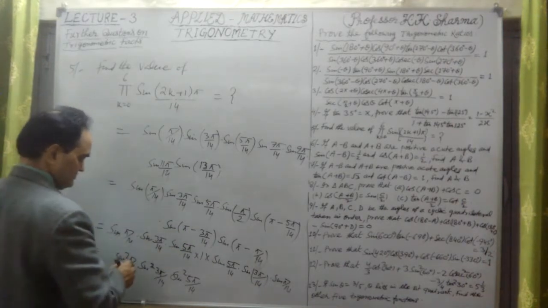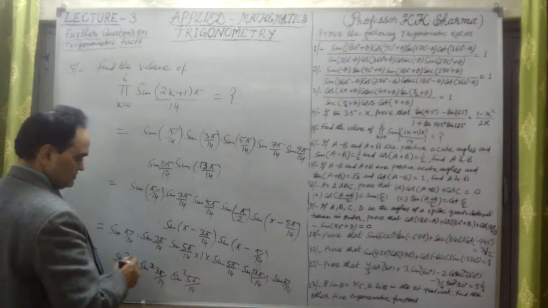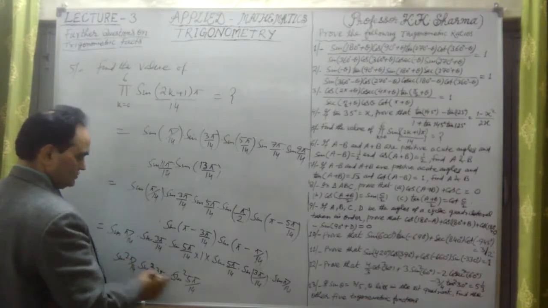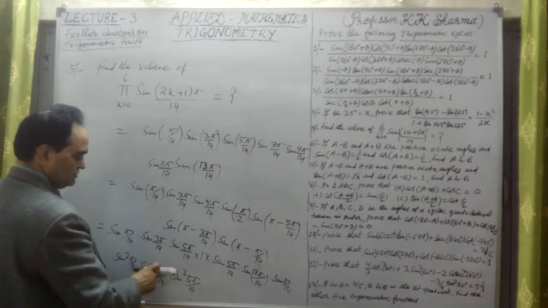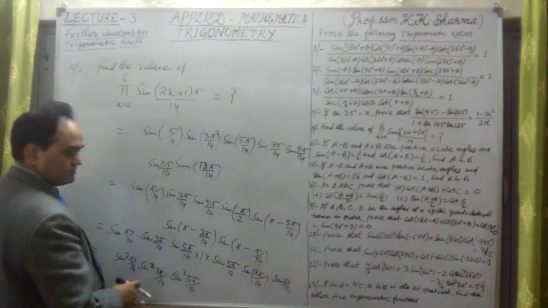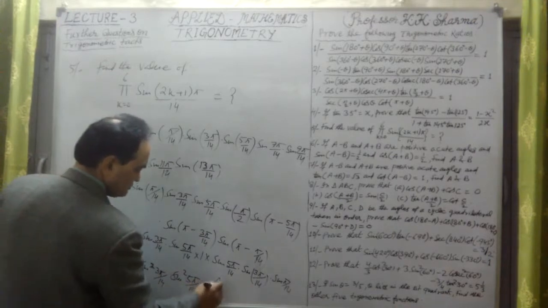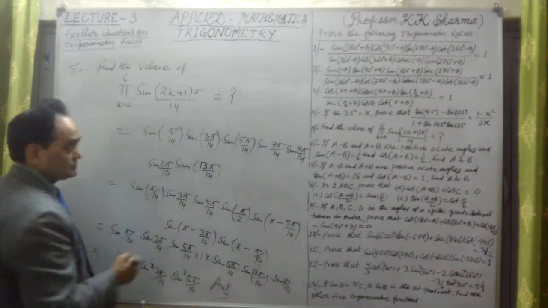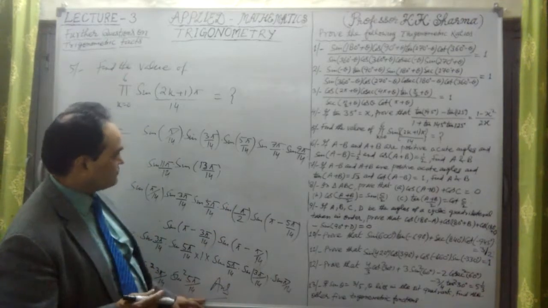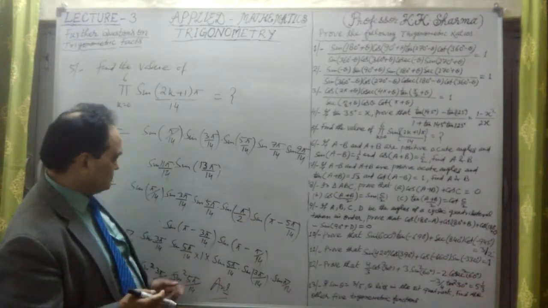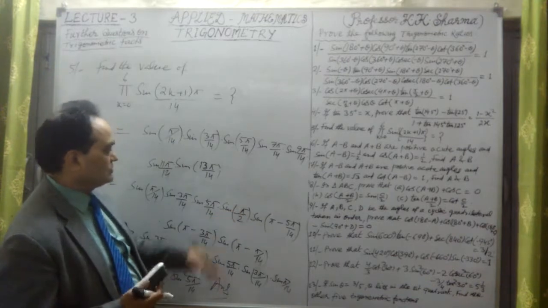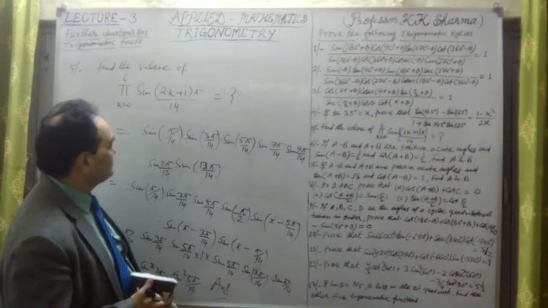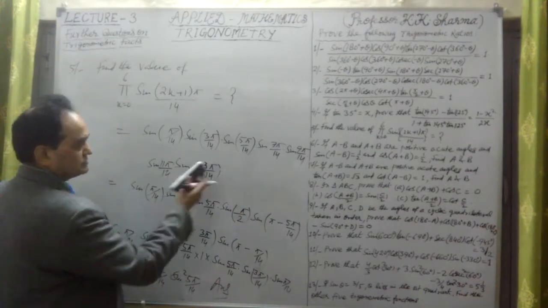We cannot solve them further, but we can write pi by 14 like this: sine square pi by 14, sine square 3 pi by 14, sine square 5 pi by 14 is the answer here. We have just repeated, only three terms are repeated. So sine pi by 2 is 1, the middle most value. So this is the answer here.